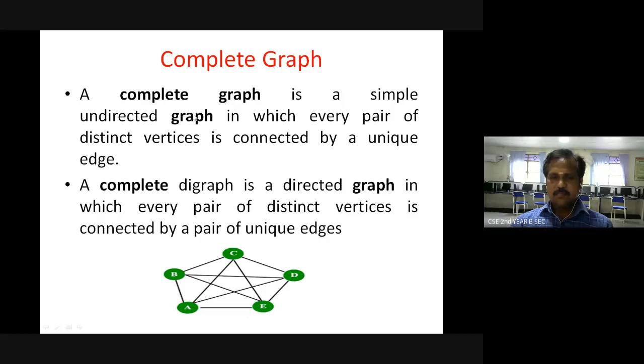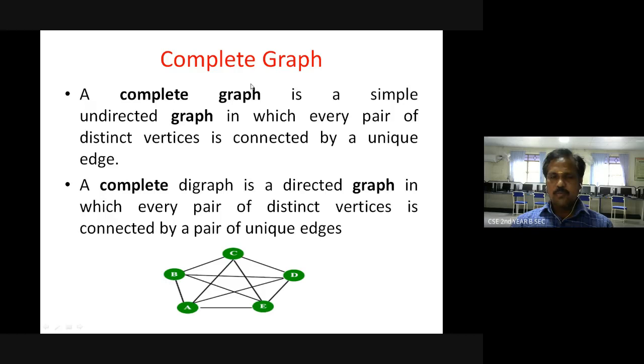A complete graph is a simple undirected graph in which every pair of distinct vertices is connected by a unique edge. Every node contains a unique edge to any other node. C contains a unique edge to B, to A, to E, to D. A complete digraph is a directed graph in which every pair of distinct vertices is connected by a pair of unique edges. It is called a complete graph.